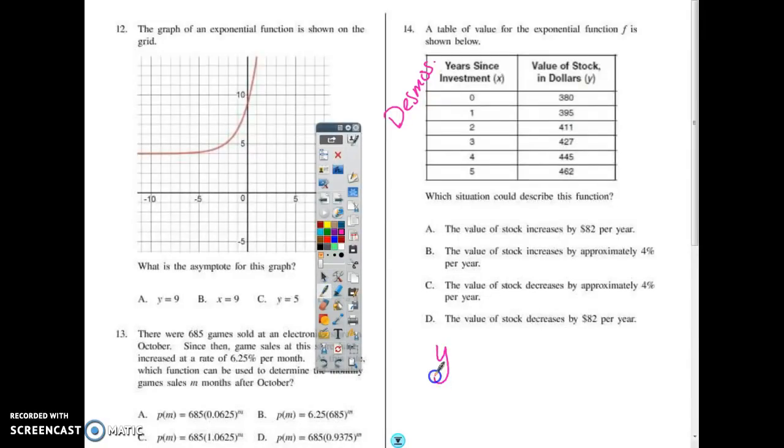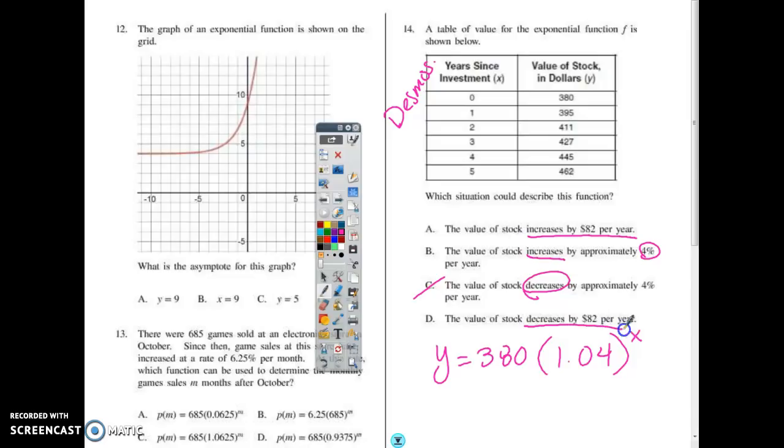So we started at y equals 380, and it's increasing by 1.04 to the power of x. This one says decreasing. That's not right. This one says increasing by 4%. That's correct. The value of the stock decreases by 82 every year or increases by 82 every year. That's a constant rate. That means those are linear. A and D are not correct because that's a linear function and that's a linear function.